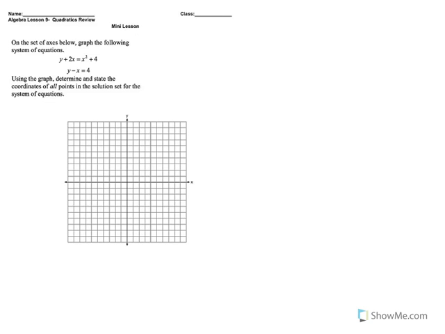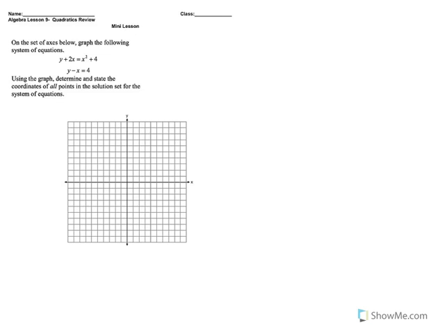So the first question that we have here says, on the set of axes below, graph the following systems of equations. So if you don't have a printed copy of this, you do not have to graph it. You will, however, be writing everything else that I'm writing down on a separate sheet of paper. So you don't have to graph, but everything else has to be done on a separate sheet of paper.